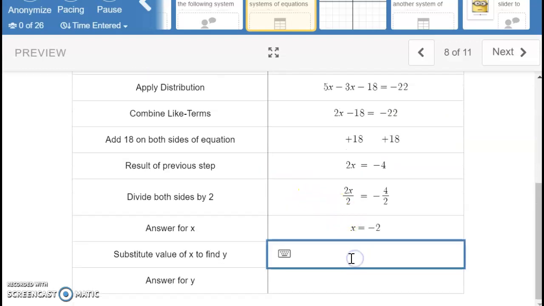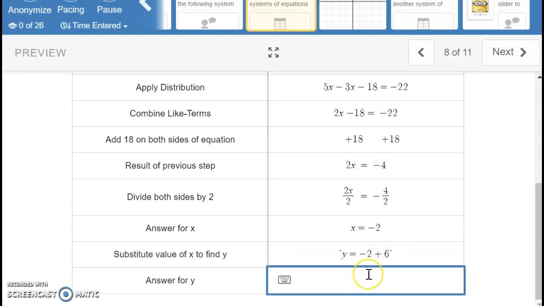Okay, the first equation is the one that was isolated for y. So whenever I see an x, I am going to substitute negative 2. So I'm going to put negative 2 here. So y is now equivalent to negative 2 plus 6. And so y is equal to 4. And I'm done.